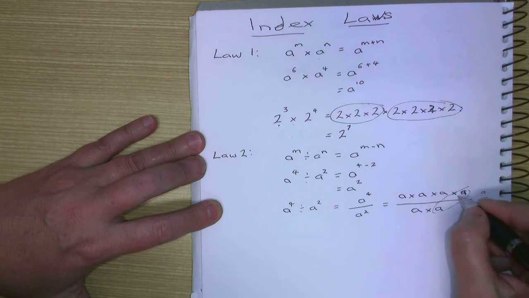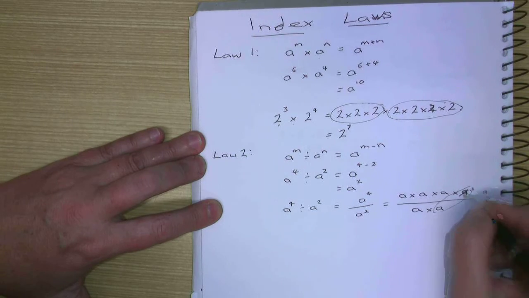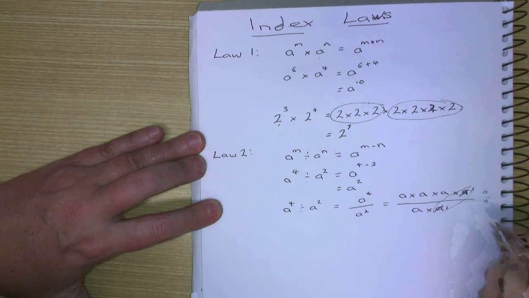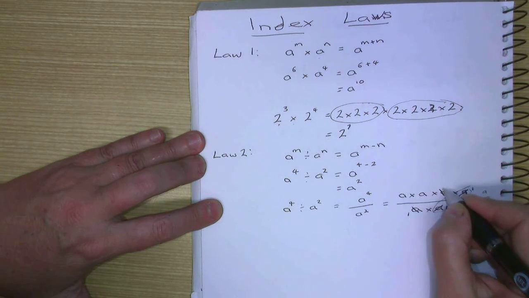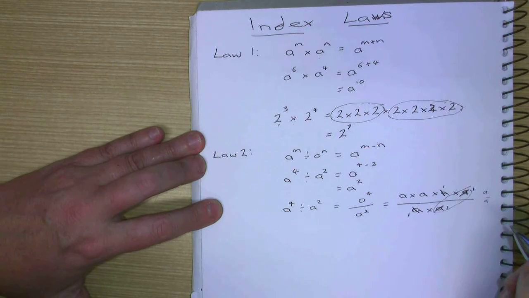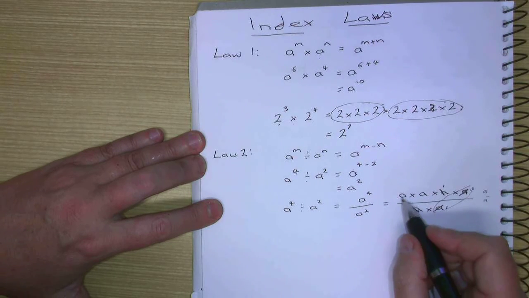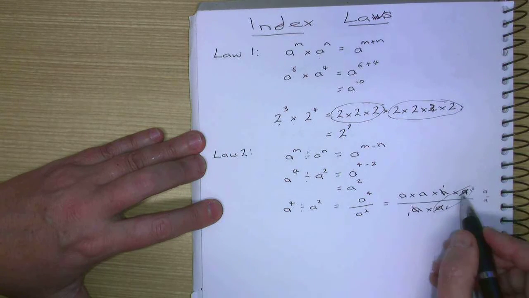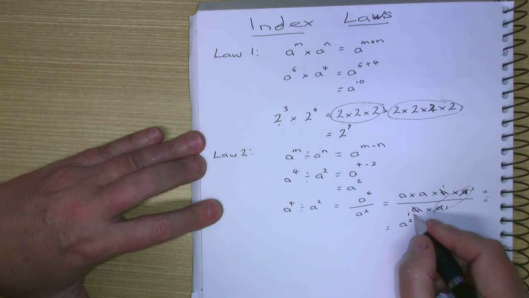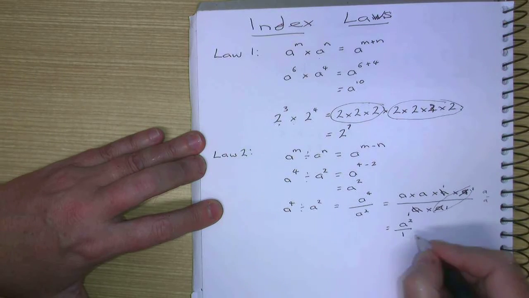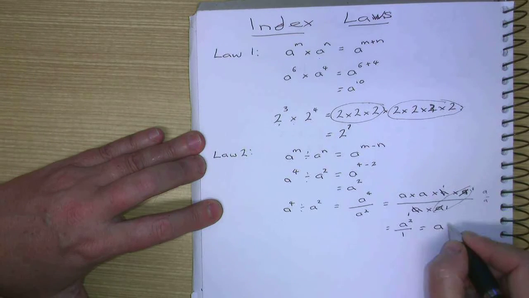So if I cancel an a from the top, I'm left with 1. If I cancel an a from the bottom, I'm left with 1. I can do that with the other a. Cancel that to get 1, cancel the equivalent one from the top. So what I'm left with on the top is a times 1 times 1. So that's a to the 2 over 1 times 1, which is 1, and I can simplify that as a squared.